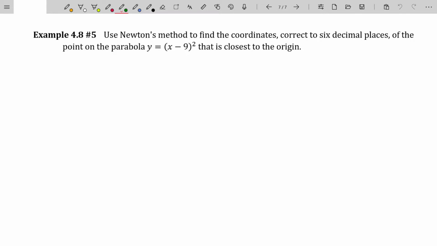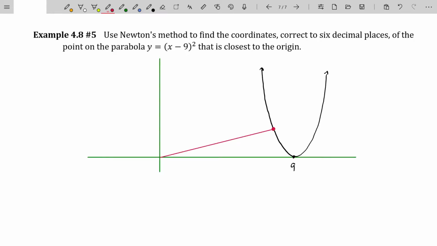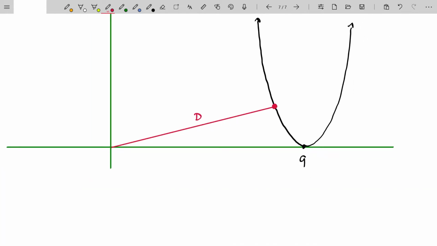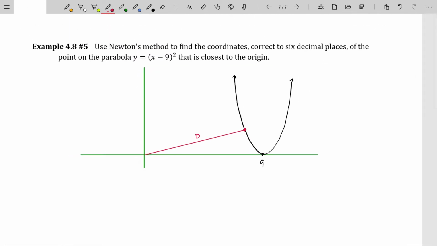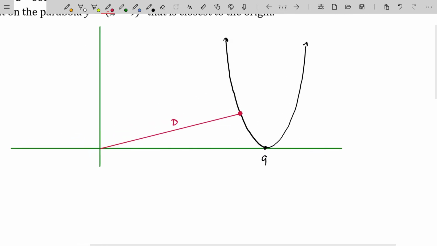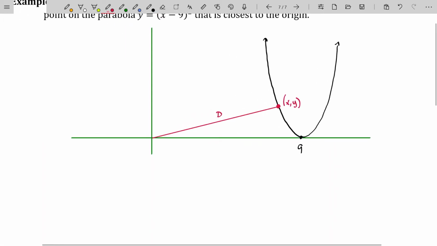Use Newton's method to find the coordinates correct to 6 decimal places of the point on the parabola that is closest to the origin. This is an optimization problem because what you want to do is minimize this red distance here. I'm going to call that distance a capital D. You want to find out what's the shortest distance between a point that's on the parabola, x minus 9 quantity squared, which is that black parabola right there, and the origin. What's the closest distance to the origin? So in this point, we'll call x comma y because we just don't know what it is. But you can use the distance formula here.